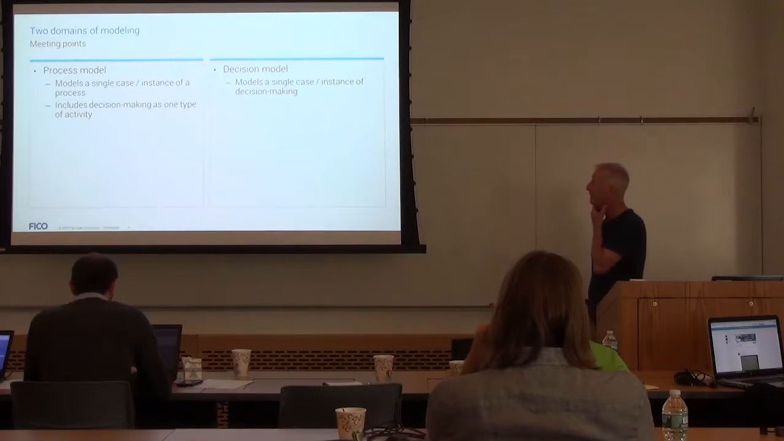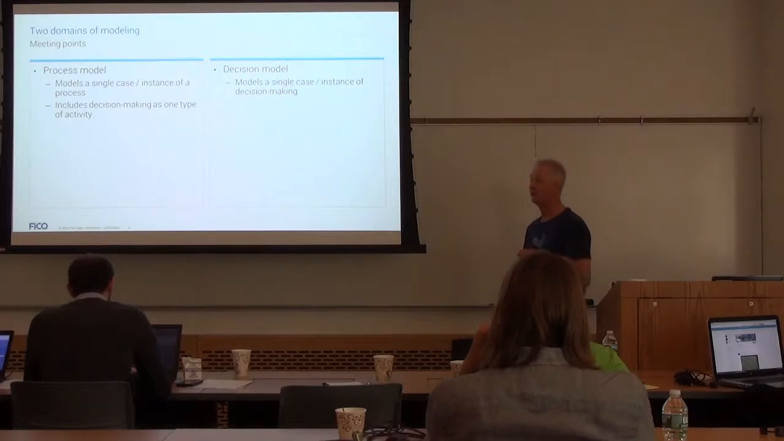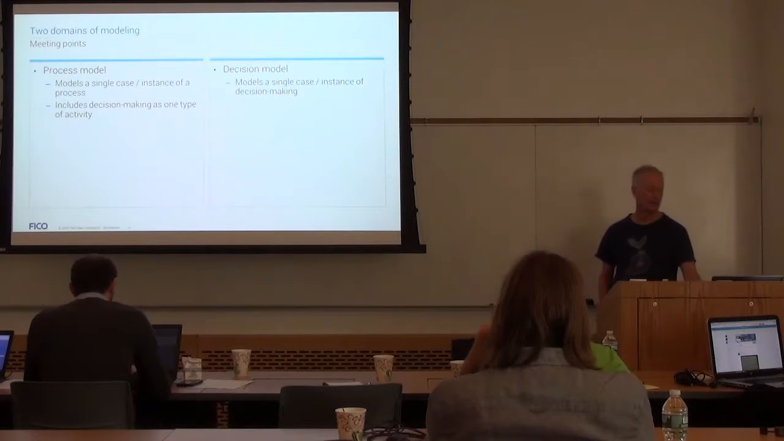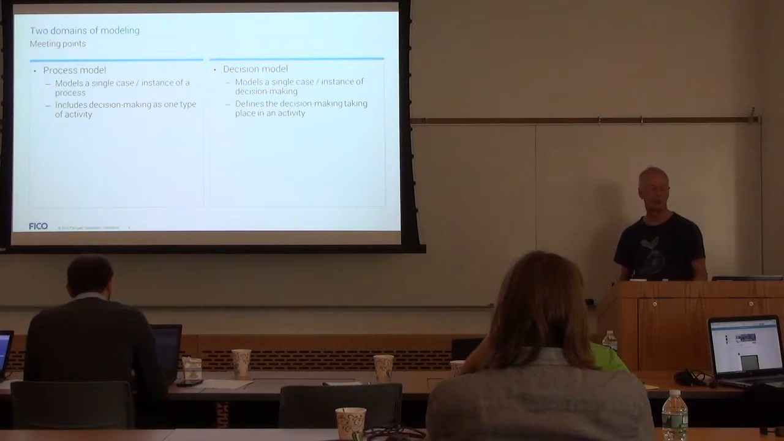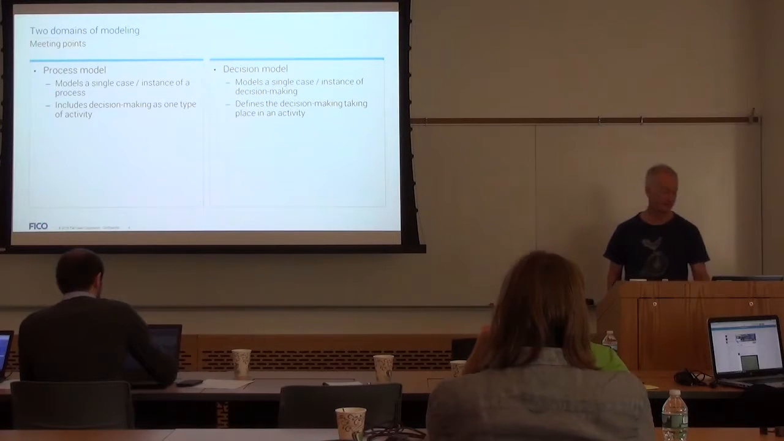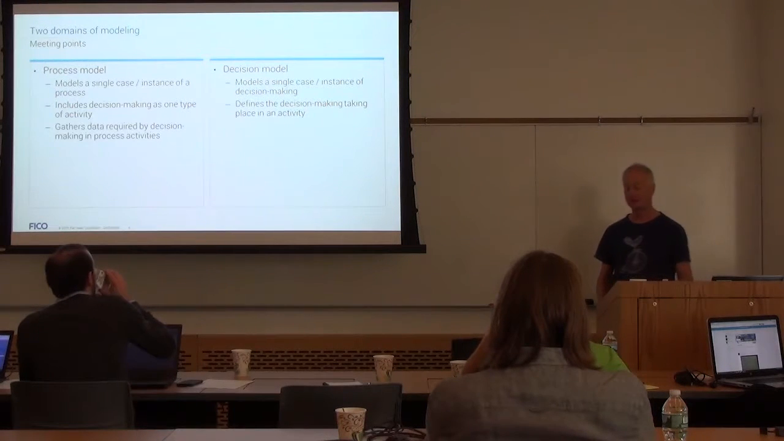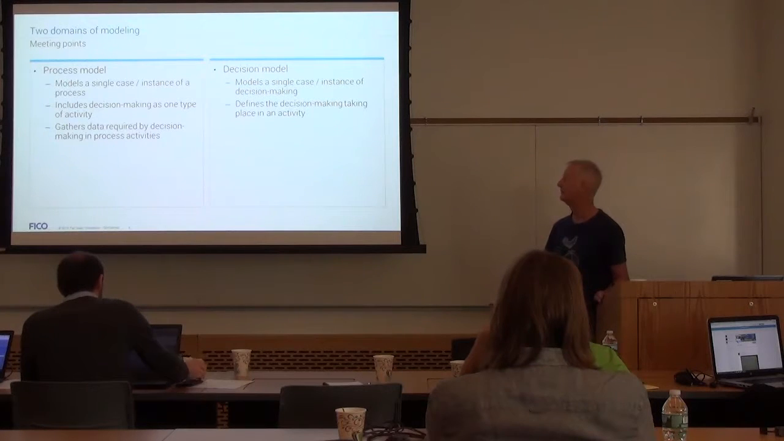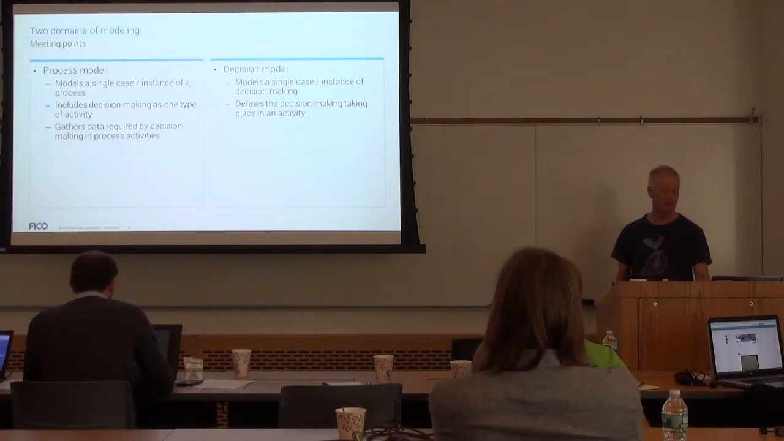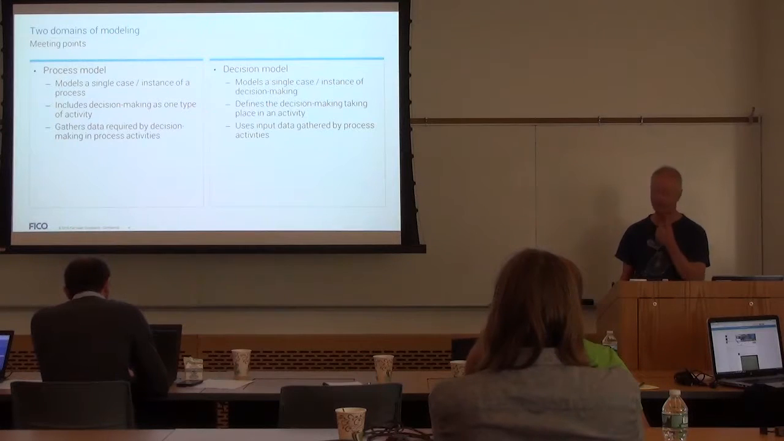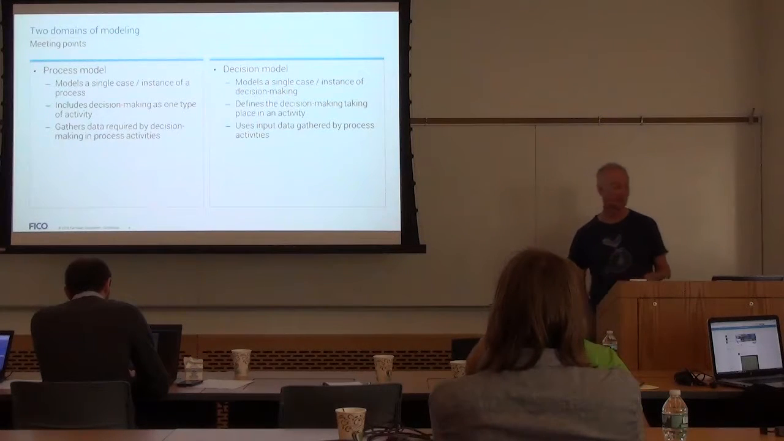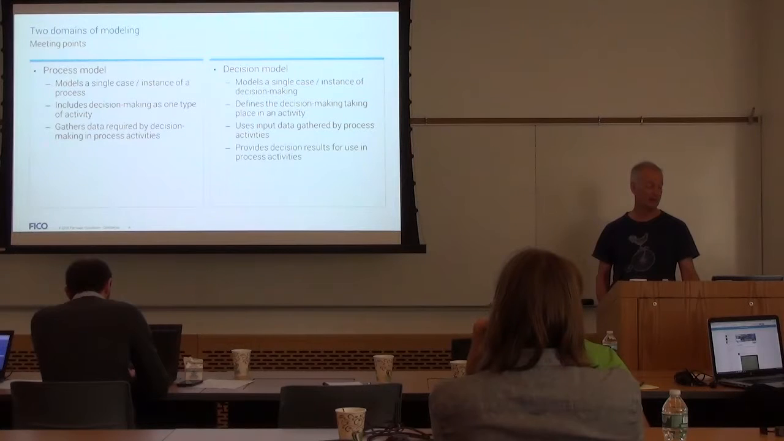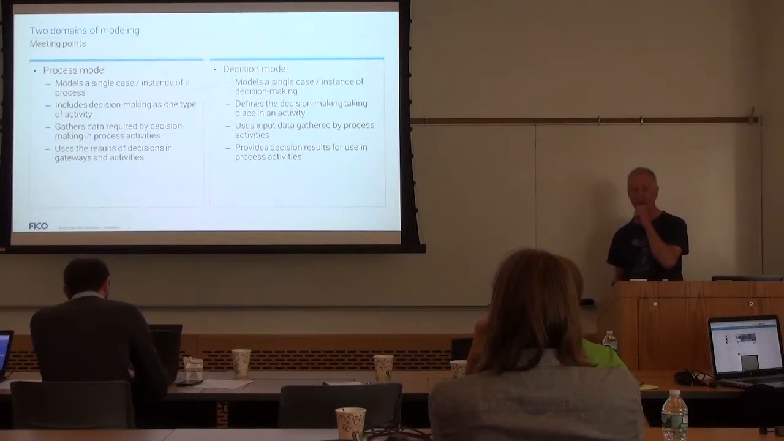A process model can include decision making as one type of activity, and the decision model can define the decision making which is taking place in that activity. Very obvious. The process model also has activities in it which gather data, which can be used for decision making. So in the decision model, we can model the data which are gathered by the process. The decision model then provides results, which are then used in the process. So you already see the points of contact between these models.